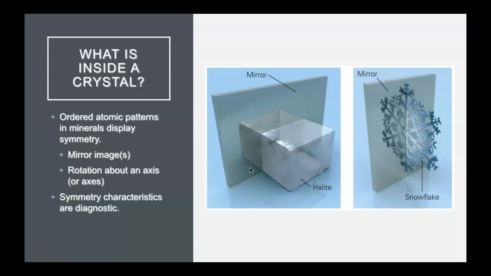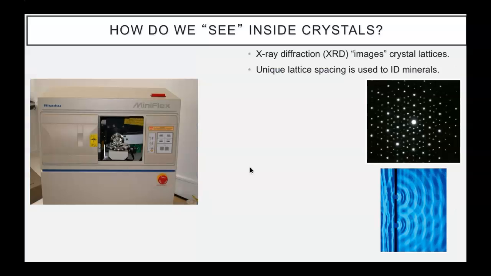We also think about minerals as rotating about an axis. So if we put an axis down the middle of a mineral, what will it look like if we rotate it? Rotating it around different axes and different mirror images give us all the different classifications of the geometry of a mineral.